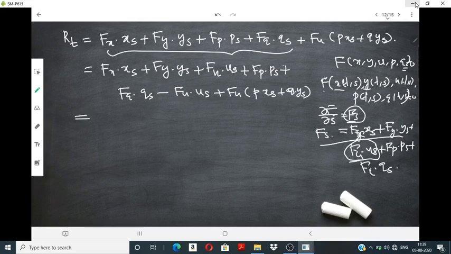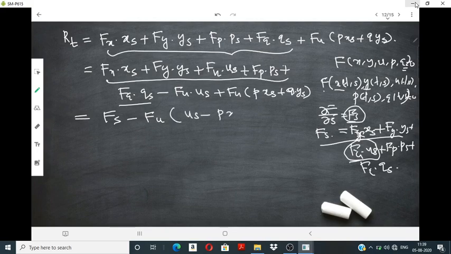Okay, now what is this one? Up to these terms we can rewrite it as fs. So fs minus, now taking fu outside, minus fu into (us minus p into xs minus q into ys). What is this one? It is us minus p xs minus q ys, we called it r. So we can write this as rt is equal to fs minus fu into r.